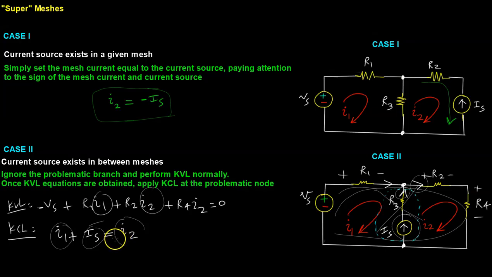So this is very similar to the super node example. Anytime you see a super mesh, basically just ignore that problematic branch, simplify the loop, and then at the very end apply KCL to relate that problematic current to the mesh currents. So let's go ahead and look at an example.